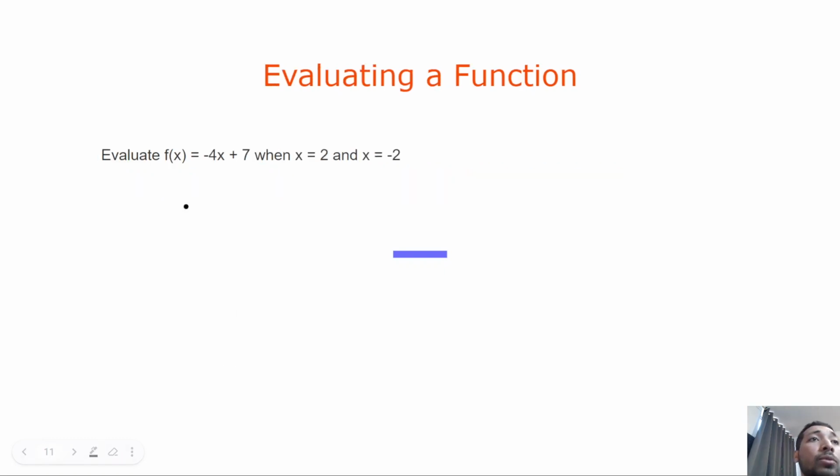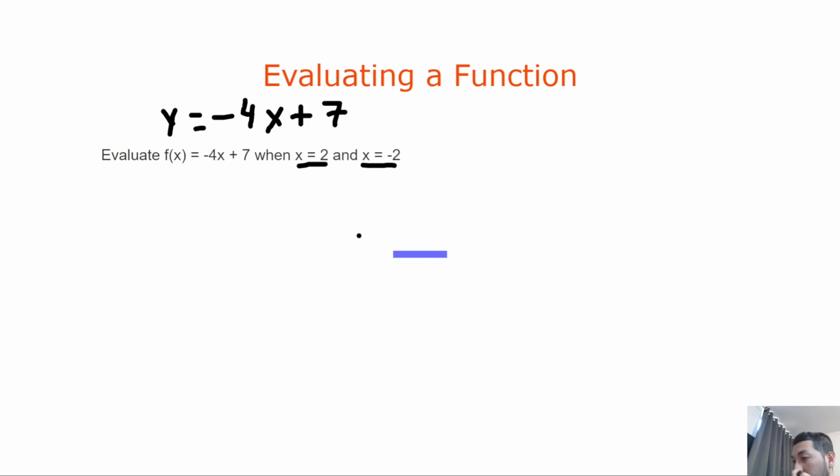Now we'll see how to evaluate a function like this. Over here, we need to evaluate f of x, which is equal to negative 4x plus 7. This function, which is typically y equals negative 4x plus 7, we have just changed this y into f of x. We want to see what is the value of the output when the input is x equals 2 and when the input is x equals negative 2.